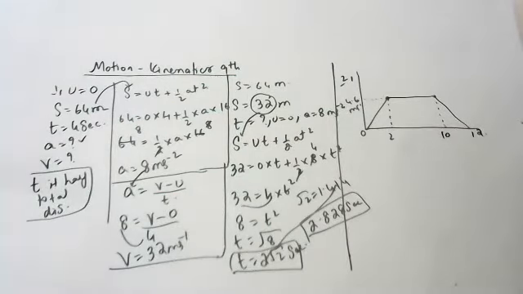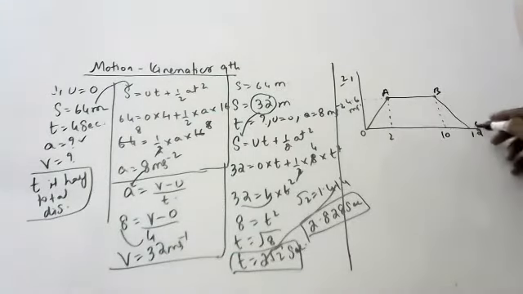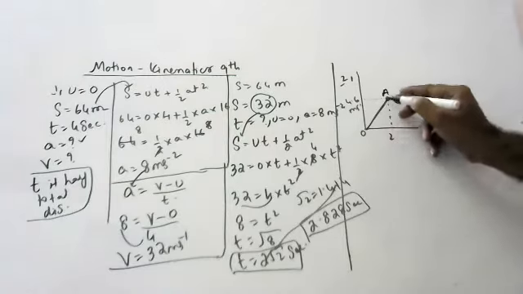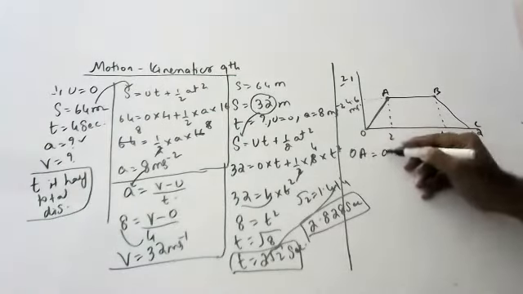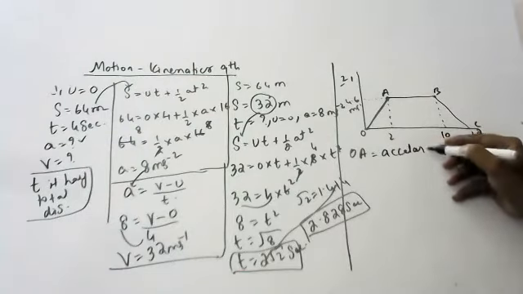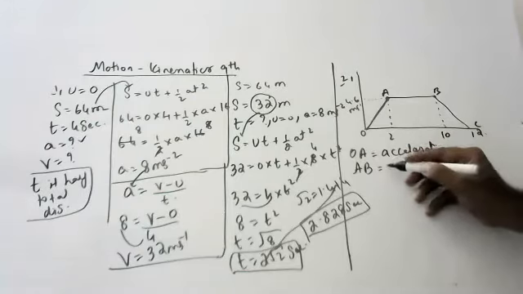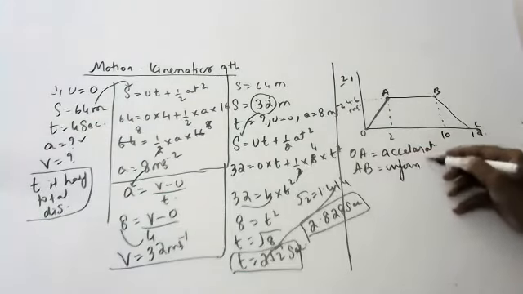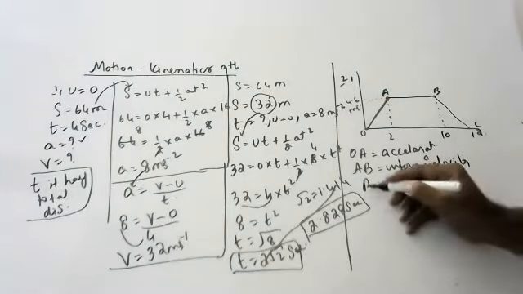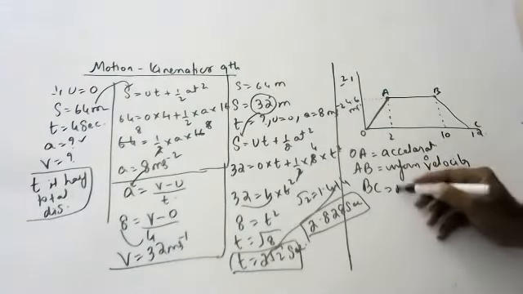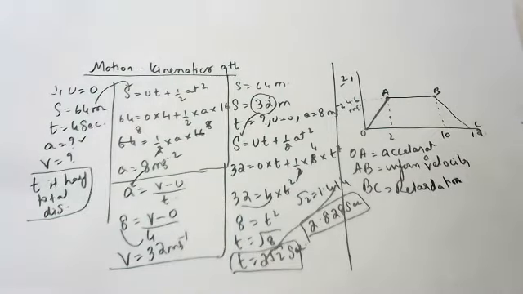What is the motion of the lift represented by OA and BC? OA, BC. What is OA, children? OA is called acceleration. What is AB, children? Uniform velocity. What is BC, children? Anyone? BC is deceleration or retardation. Okay, children, retardation.